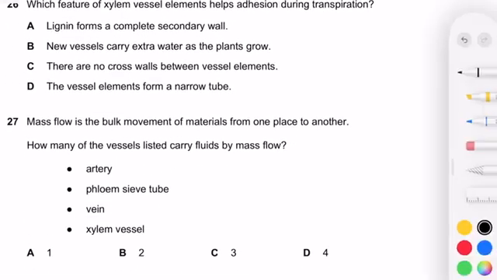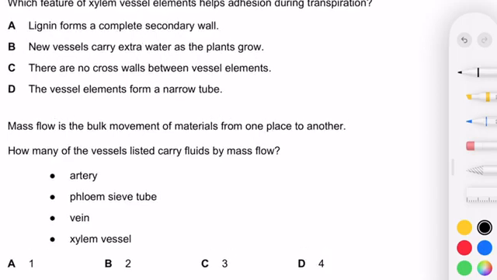Now, which feature of xylem vessel elements helps adhesion during transpiration? Okay, so lignin forms a complete secondary wall. This does not help adhesion, because adhesion is supposed to be between the water and the wall, right? So basically it's the bonding between the water and the side walls of the xylem vessel element or any tube. So lignin forming a secondary wall is not the right thing, because lignin is impermeable to water. Okay, so lignin does not like water.